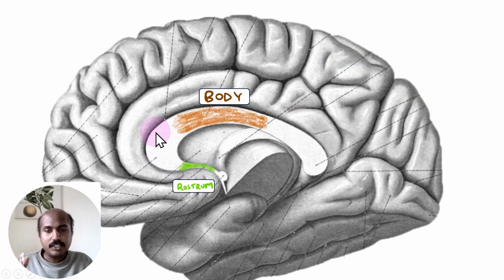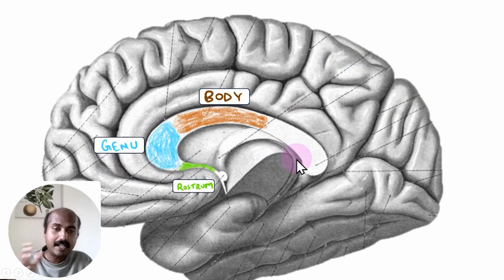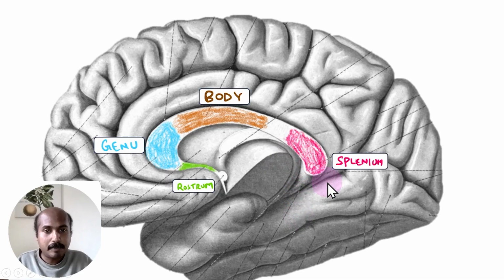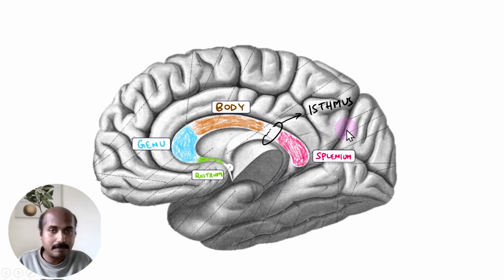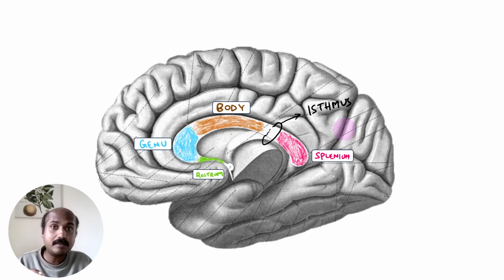In the front, you have something that is called the genu, and in the posterior aspect, you have the part which is called the splenium, which means like a pad. Usually the specimen will have a narrowing between the body and the splenium, and that part is called the isthmus. Remember that these parts are defined in a midline section, but actually this is a whole set of fiber tracts that connects the two cerebral hemispheres.